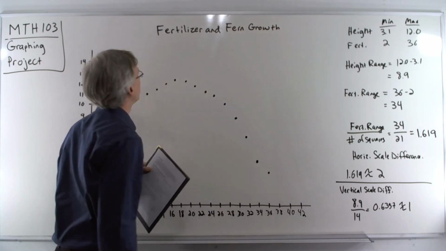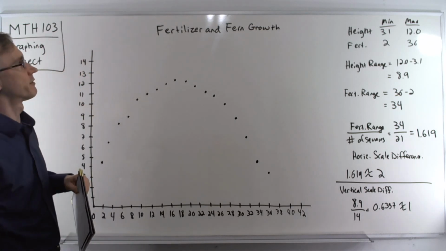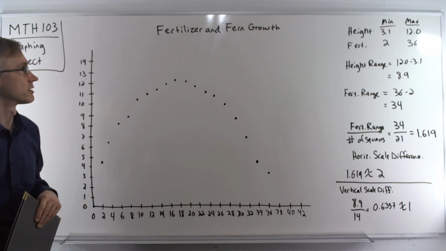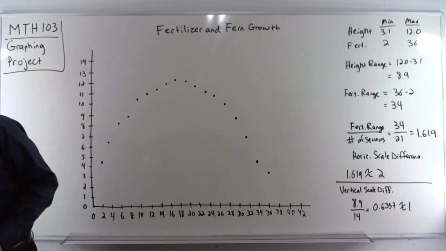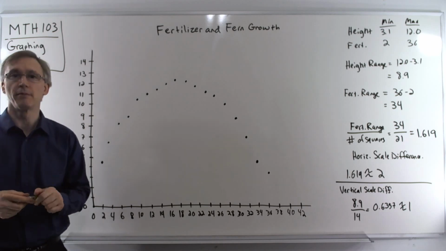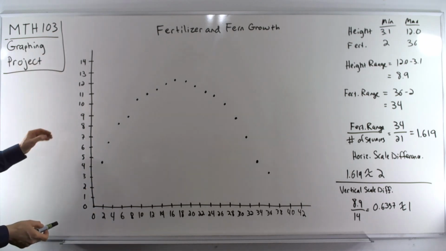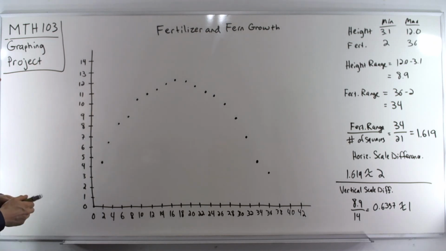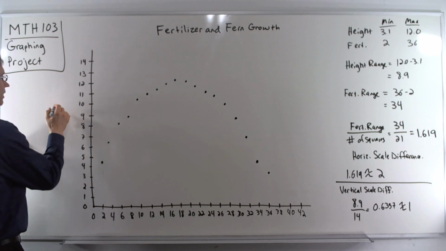So you got the three key pieces of information in there. We're talking about fertilizer, ferns, and growth. So there's a title, and now we want to do the axis labels. Now the axis labels, we need a little bit more detail in these. So we're going to include units. So we're measuring plant height here, or fern height, you can call it either way.